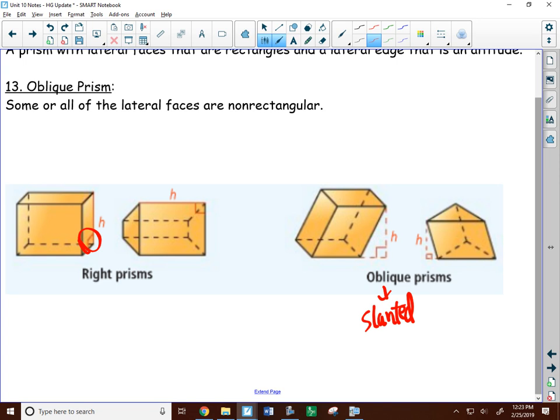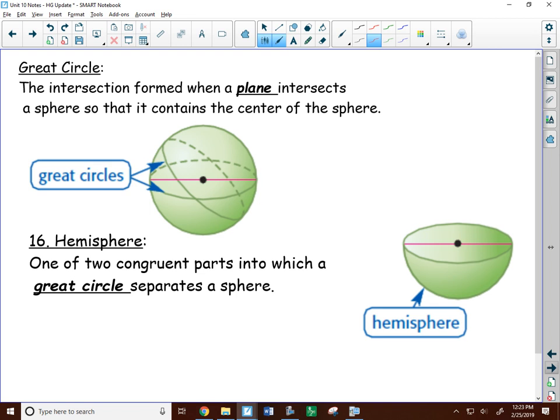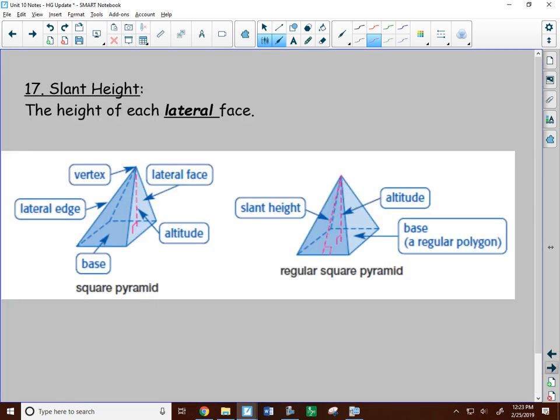The reason I put this here is we're going to talk about volume between a right figure and an oblique figure, assuming they have the same height and base. The volume actually remains constant. We'll talk more about that later. Last 1 or 2 here, hemisphere, half a sphere. And finally, slant height. So for pyramid and cone, we'll need slant height.